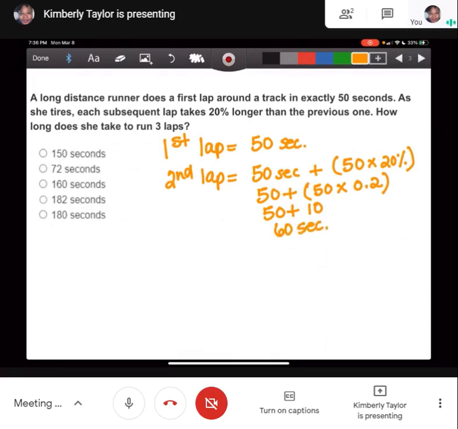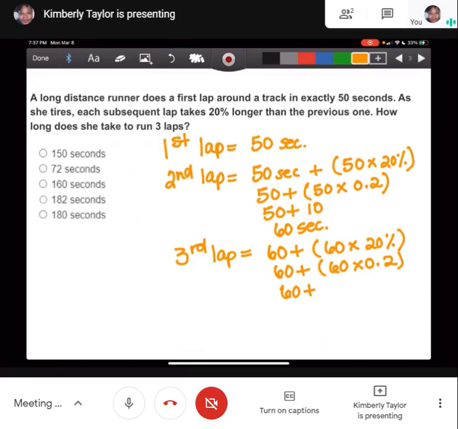Now let's talk about the third lap. For the third lap, you're going to take your 60 seconds plus 20% of that 60. Again, you're going to put 60 times 0.2 into your calculator, and that should give you 12. So the third lap took her 72 seconds.